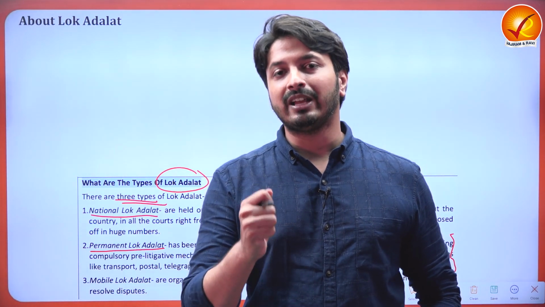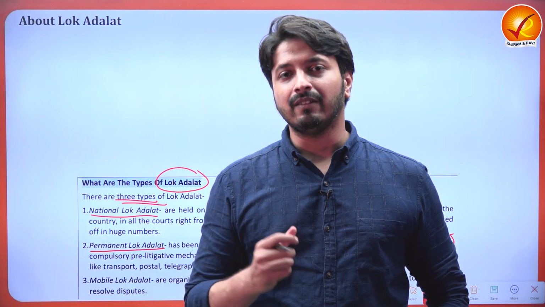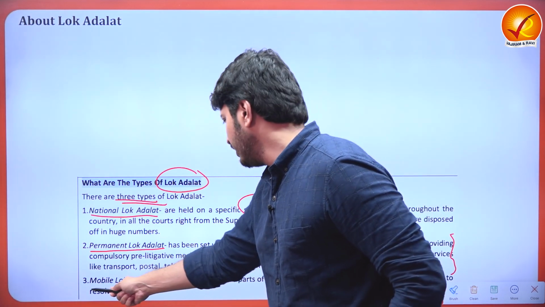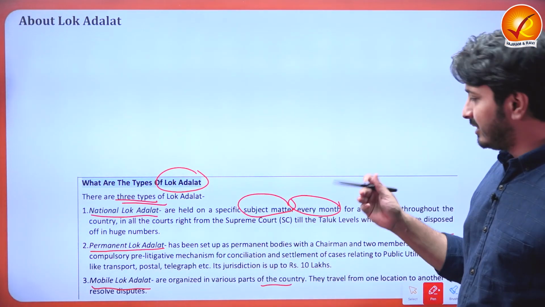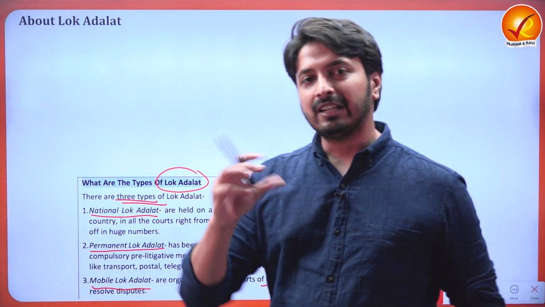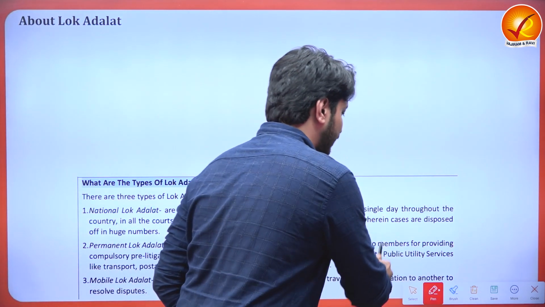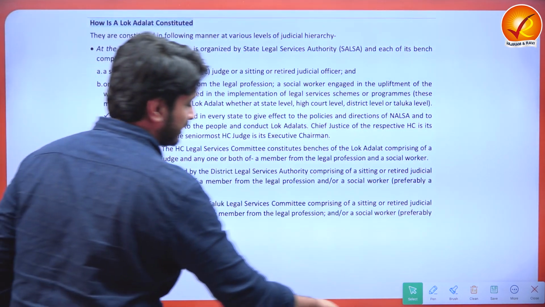So that we'll be able to take a greater amount of time out of the pendency which is already persisting in the normal courts of law. And the third is the mobile Lok Adalat, which are organized in various parts of the country. Since they travel from one location to another, that is why the name mobile Lok Adalat. Now coming to the next slide: how is Lok Adalat constituted?